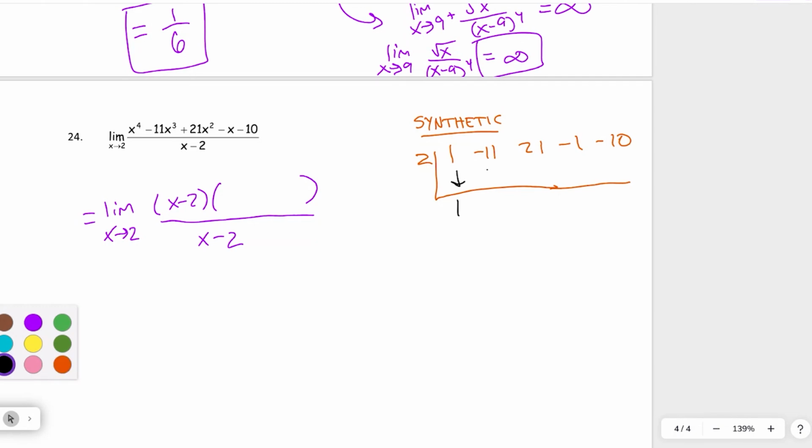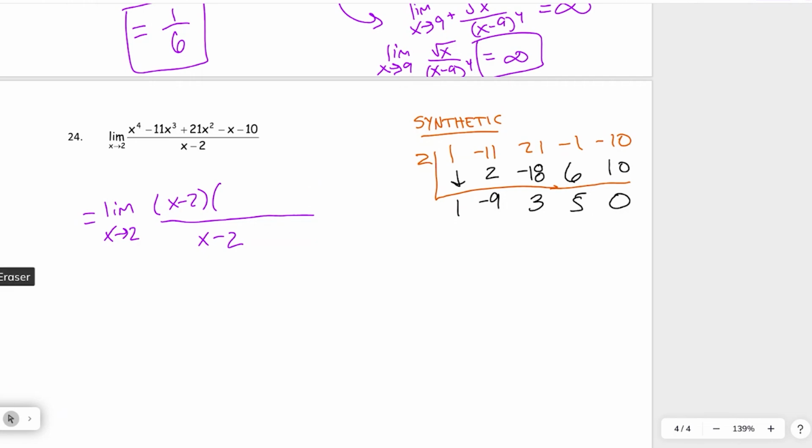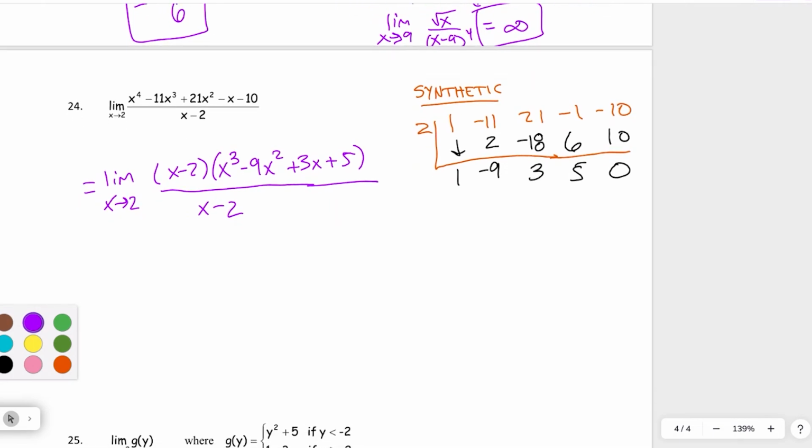Bring down the 1. 1 times 2 is 2. Minus 11 is negative 9. Times 2 is negative 18. Plus 21 is going to be 3. Times 2 is 6. 6 minus 1 is 5. 5 times 2 is 10. And look at that, we get no remainder, which is what we want. And those are going to be the coefficients of this other factor: x cubed minus 9x squared plus 3x plus 5. Now we can reduce those two factors to 1. And we could just plug in 2.